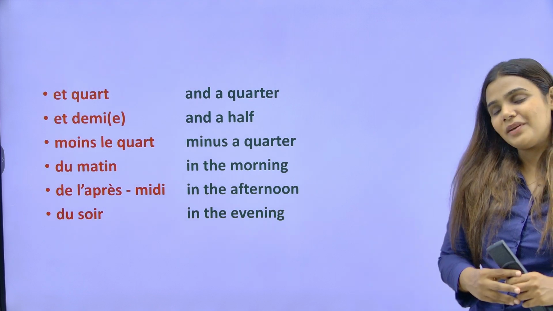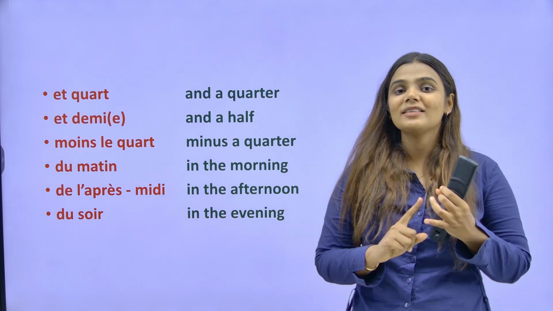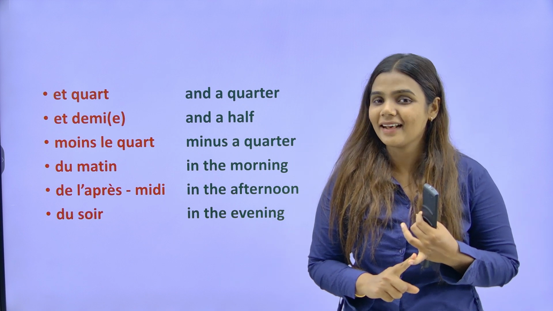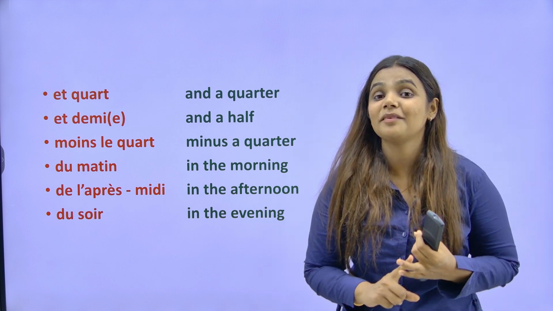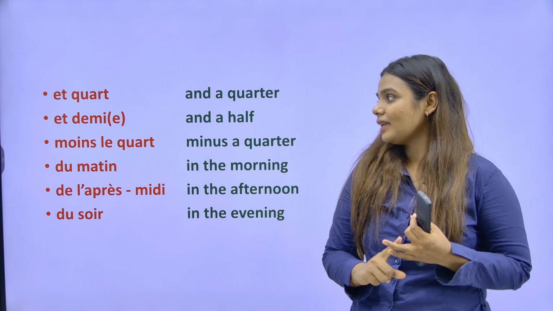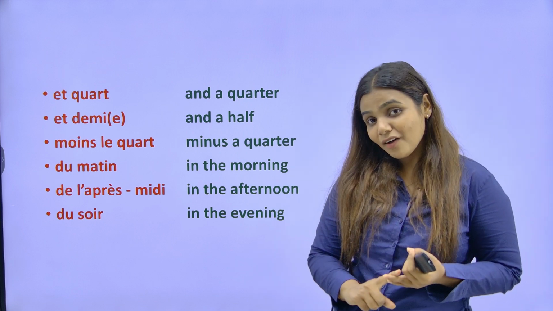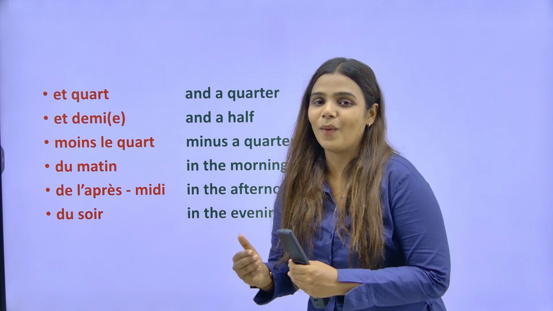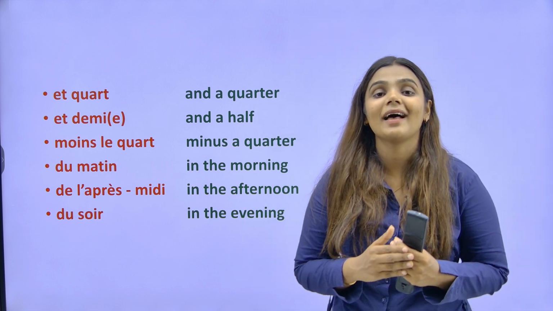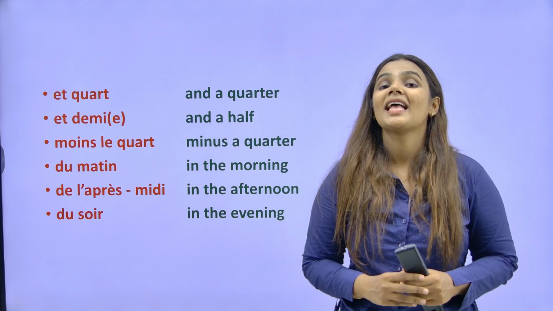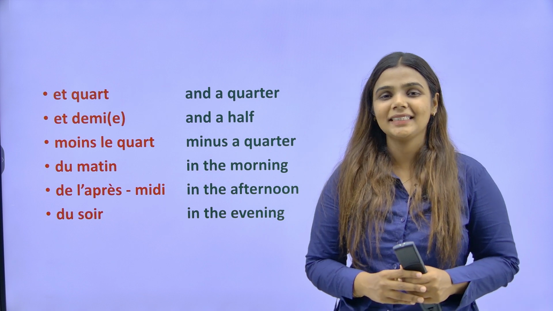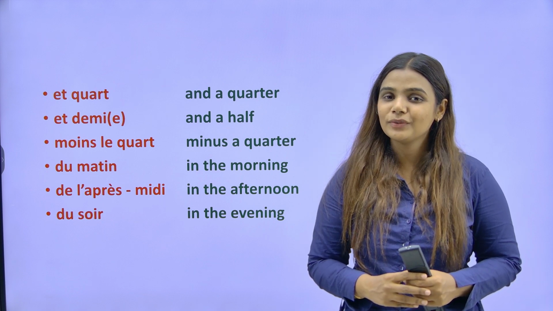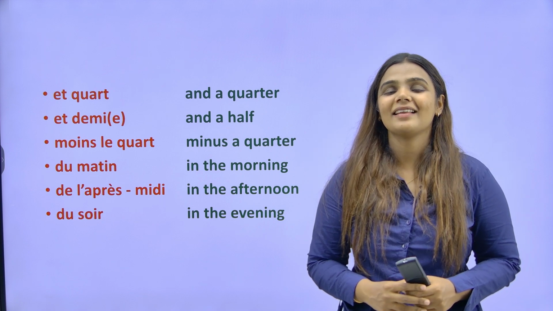One last vocab recap. What's under quarter? A quart. A demi. Excellent. A demi is under half. Moins le quart is minus the quarter. Du matin is in the morning. De l'après-midi is in the afternoon. And du soir is in the evening.